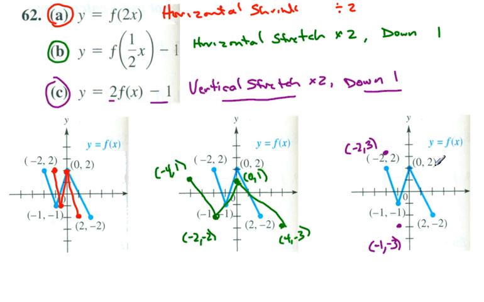Here, look at my y is 4. I mean 2. I double it, that is 4, and down 1 takes me to 3. So that's 0, 3. And my last one, my y is negative 2. I double it. That's negative 4. Down 1 is negative 5. So 2, negative 5. And now I can just connect my dots. And you're going to see that this graph got vertically stretched and then shifted down 1.